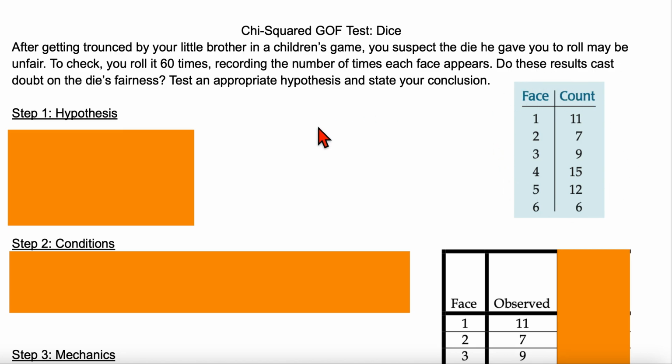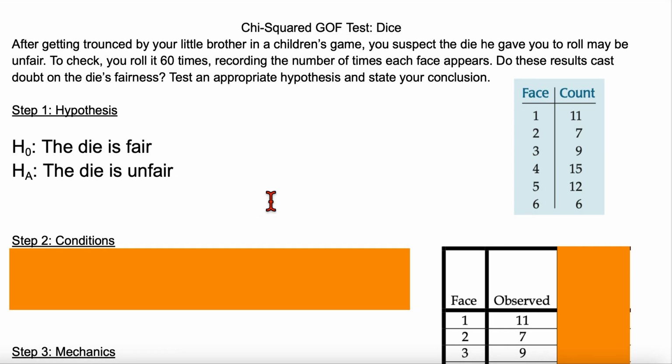In a chi-squared goodness of fit test, we have to write out both our null and alternative hypotheses. Our null hypothesis is a statement of no change, or no different than what's expected. Well, what do we expect to happen? We expect that this die is fair. So our null hypothesis would be the die is fair. Our alternative is different than what's expected, or in this case, the die is unfair. Take a second and write that down.